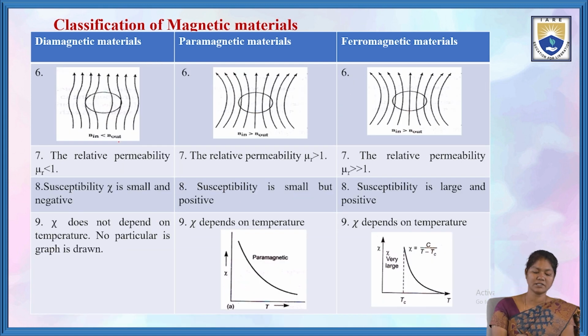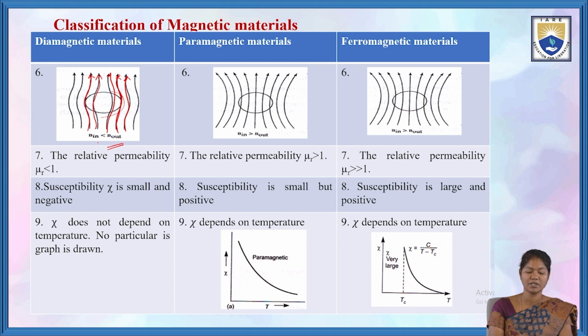Here V in is less than V out. So here we can see that it is opposing the magnetic lines of force. These are the magnetic lines of force, and this diamagnetic material opposes the magnetic lines of force to pass through it.